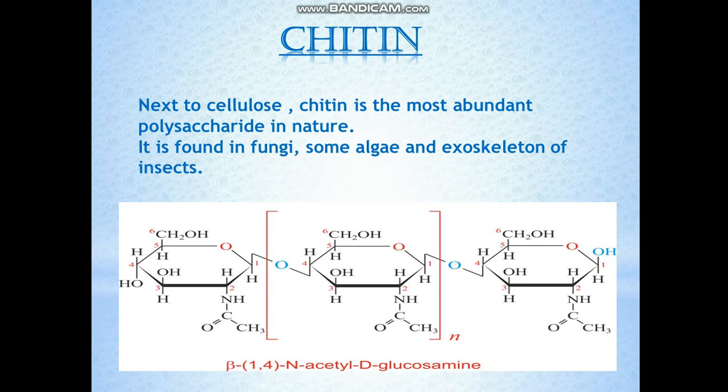Yes, chitin is found in fungi and in some algae and also in the exoskeleton of insects. When you were studying about the diversity in biology, you must have come across chitin. They have a chitinous exoskeleton. That is because of the chitin present. Chitin, next to cellulose, is the most abundant polysaccharide in nature.